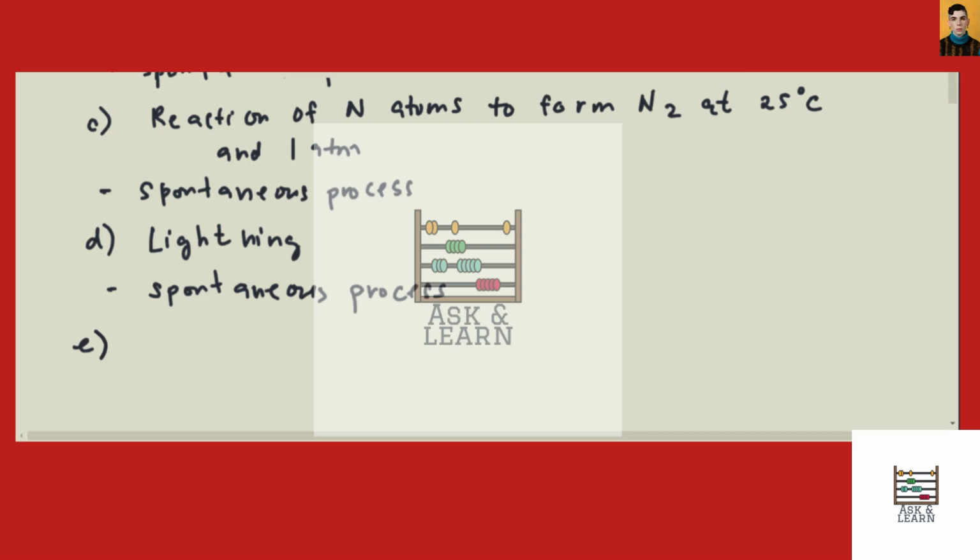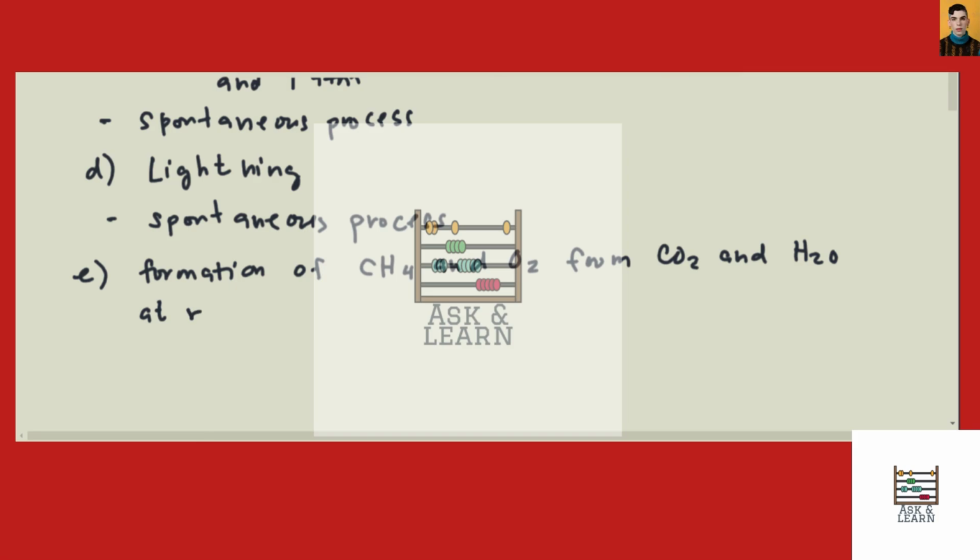And finally, we have formation of CH4 and oxygen from CO2 and water at room temperature and 1 atmosphere. So notice that we are specifying the conditions such as temperature and pressure here. We must understand that certain processes can be spontaneous or not spontaneous depending on the condition.